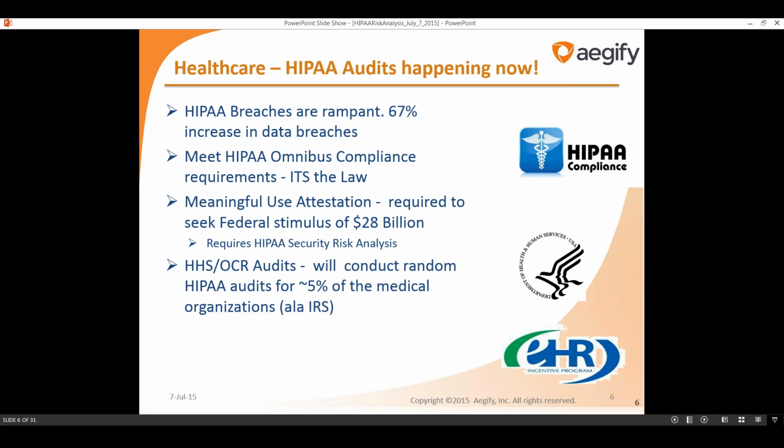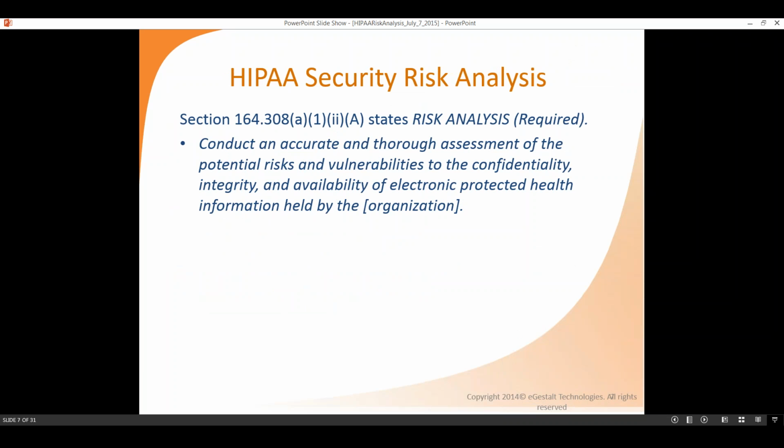Besides, the government is also following a policy similar to what the IRS does, where they would randomly audit about 5% of the medical organizations. And this includes, by the way, both covered entities and business associates. So they would do a random audit to ensure that you are HIPAA compliant and that you're taking steps to protect and secure PHI information. So there is a huge set of market drivers driving the need to become HIPAA compliant.